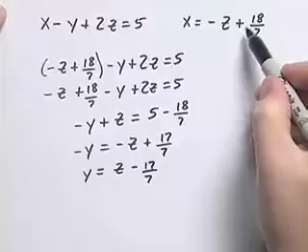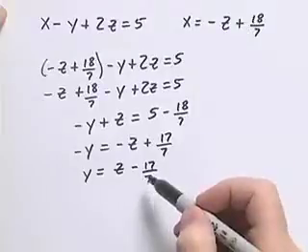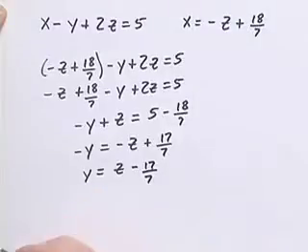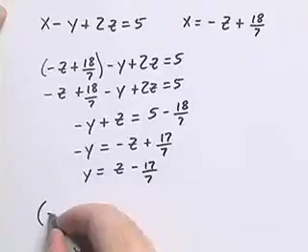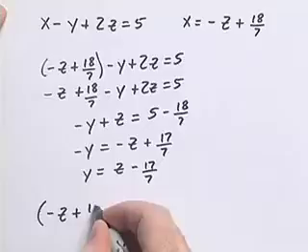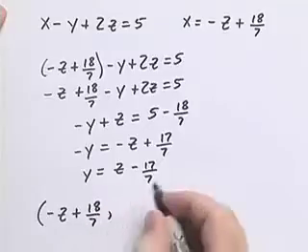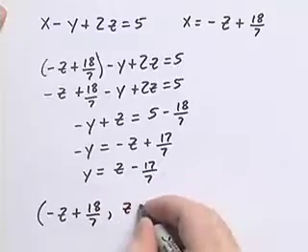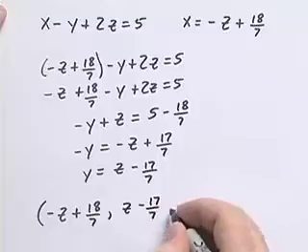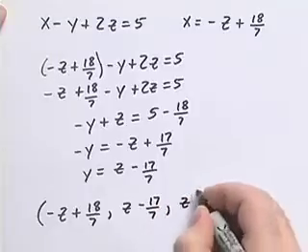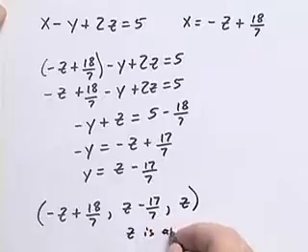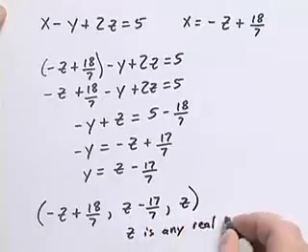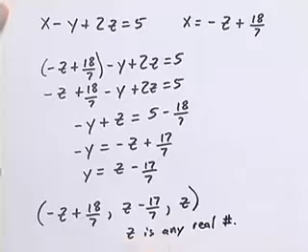So now that we've expressed x in terms of z and y in terms of z, we can write a general ordered triple as our solution. x is negative z plus 18 over 7. y is z minus 17 over 7. And then z is just z. We'll say z is any real number. And we have our ordered triple solution.